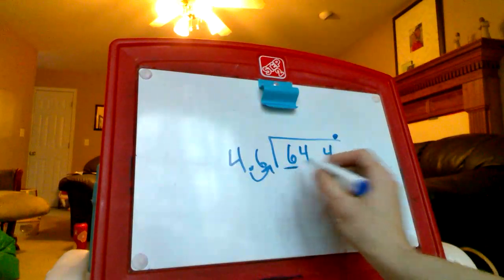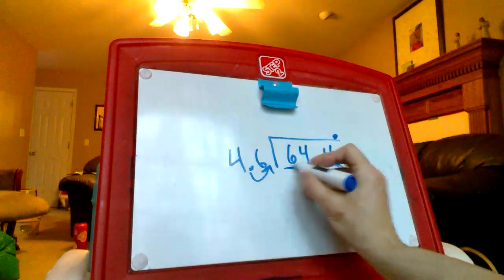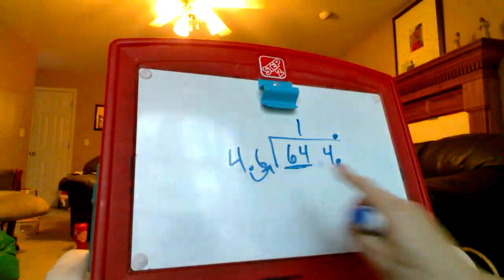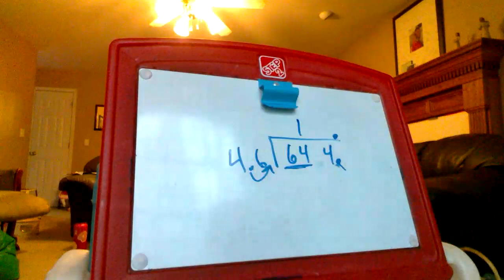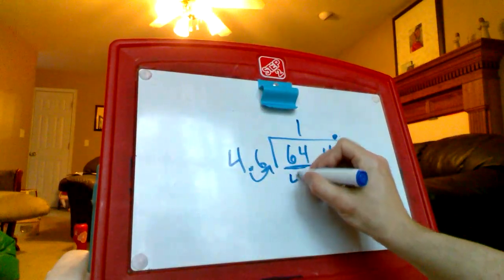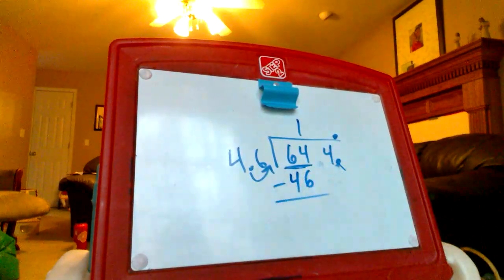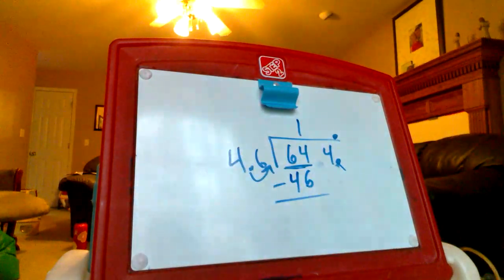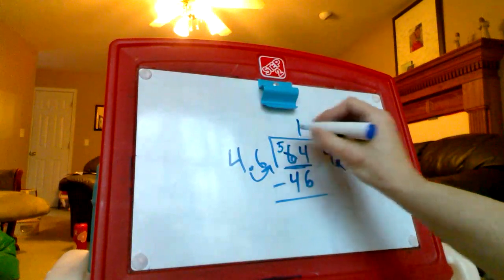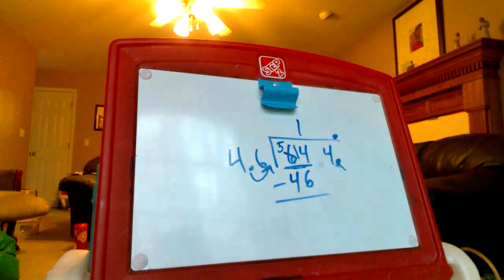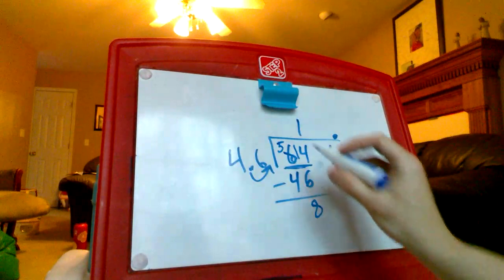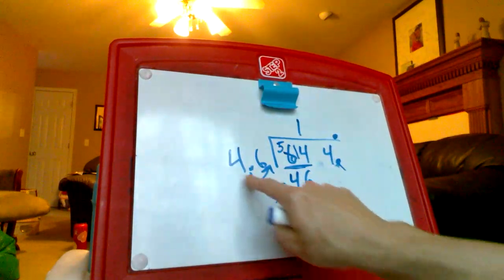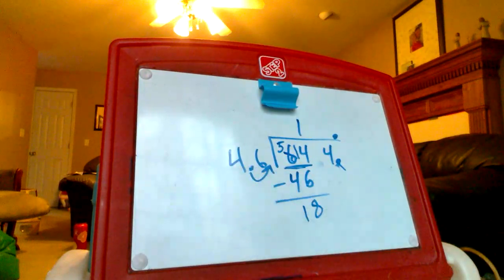Will 46 fit into 6? No. Will it fit into 64? Yes, and it will only fit 1 time. If you cover up the last 2 numbers, 4 will only go into 6 1 time. So 1 times 46 is 46. We subtract. If you hold up 4 fingers, you can't get rid of 6 of them, so we have to regroup. This becomes a 5. This becomes a 14. 14 minus 6 is 8. 5 minus 4 is 1. 18 is our remainder right now. It is smaller than 46, so we can go on.